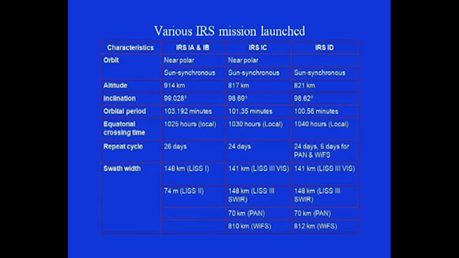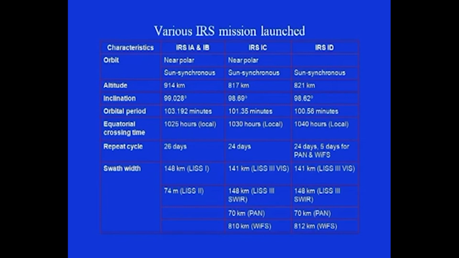The equatorial crossing time of IRS-1A and 1B was kept at 10:25 a.m. in the morning, whereas for IRS-1C it was 10:30, and for IRS-1D it is 10:40 a.m. The repeat cycles for IRS-1A and 1B have been 26 days, whereas it is 24 days for IRS-1C and 1D. For PAN and WiFS sensors, this repetitive cycle is 5 days.